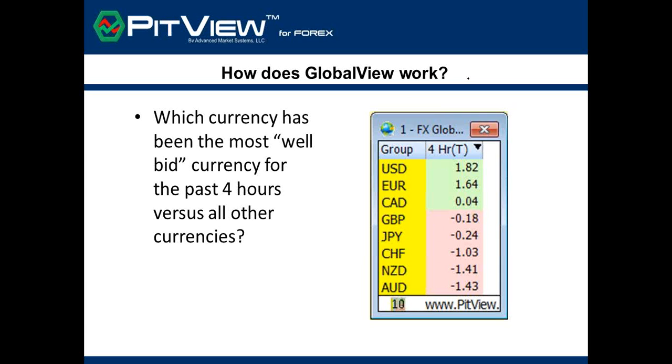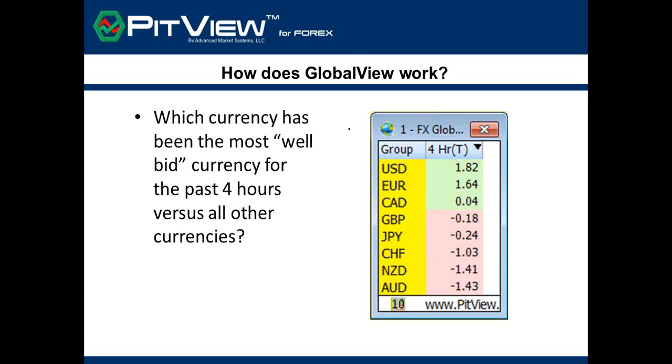what global view is doing is it's going to rank, based on whichever time frame that you choose, from strongest to weakest, which currencies are the most well bid and the currencies that are most well offered in the market. That's precisely what PitView is doing. It's showing you which currencies have buying pressure from the market makers, where market makers and liquidity providers are trying to raise their bids to buy, and which currencies are the most well offered from the market makers.